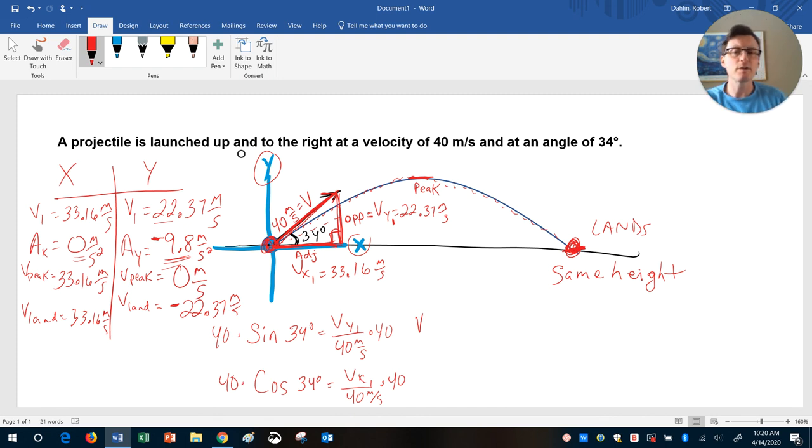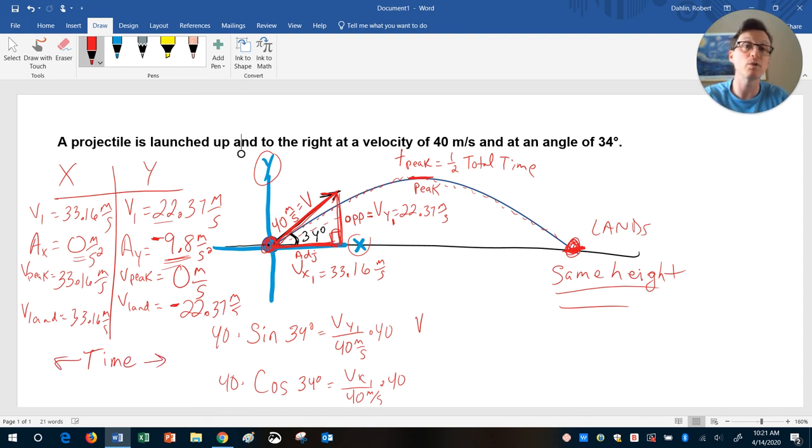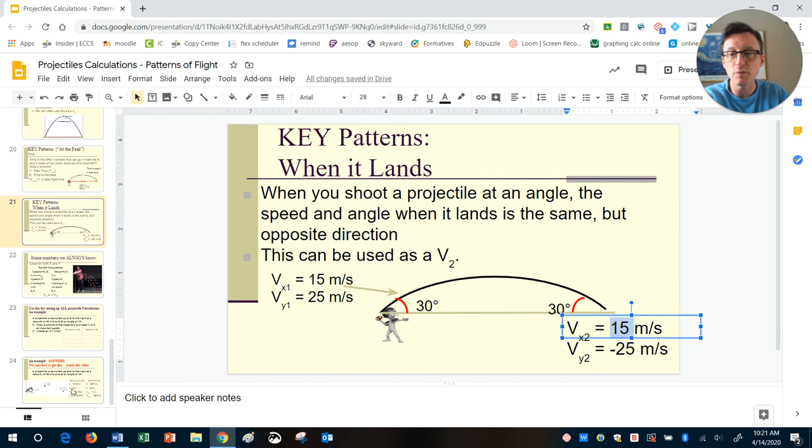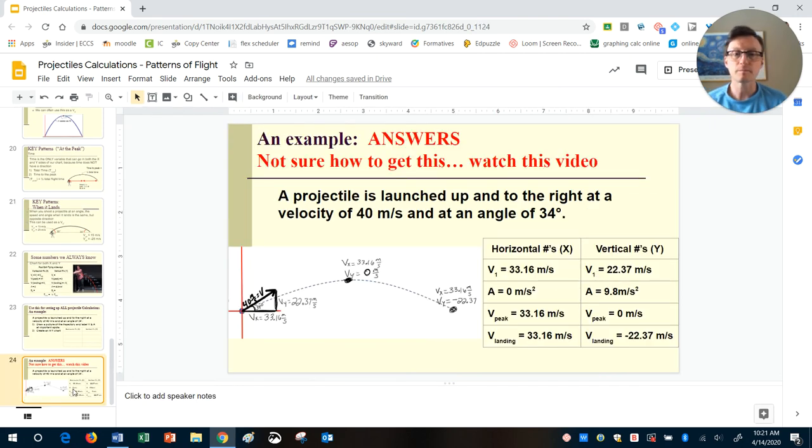Okay? The only other thing you need to remember is the time. The time at the peak is always exactly one half of the total time. If, this is a big if, we land at the same height. Okay? And remember, time is the only number that you can use for both the X and the Y because it does not have a direction. X and Y just means direction. Now, all of this is supposed to help you to figure out our numbers here. Okay, so use this. This is how we set up our problems, and we're going to use this a lot.